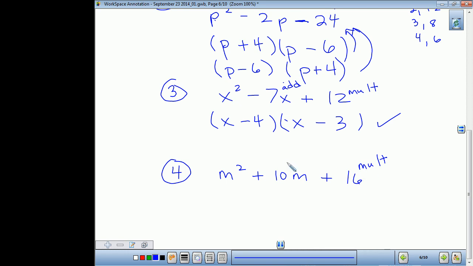What can I multiply to get positive 16 that I can add to get a positive 10? 8 and 2. M plus 8, M plus 2. Or the reverse of that, M plus 2 times M plus 8.